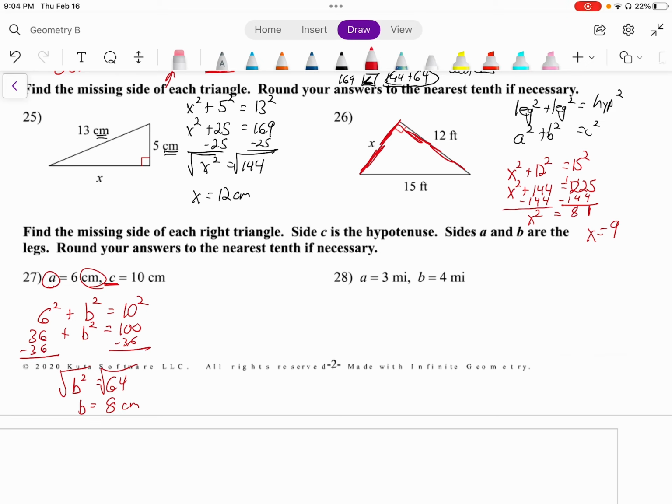And lastly, this time we have a and b, which in the directions represent legs. 3 squared plus 4 squared equals the hypotenuse squared. 9 plus 16 equals c squared. So 25 equals c squared. Taking the square root of both sides gives us c equals 5, and our unit is miles. So that is the information that's going to be on the test. Please make sure you know how to do each type of those questions.